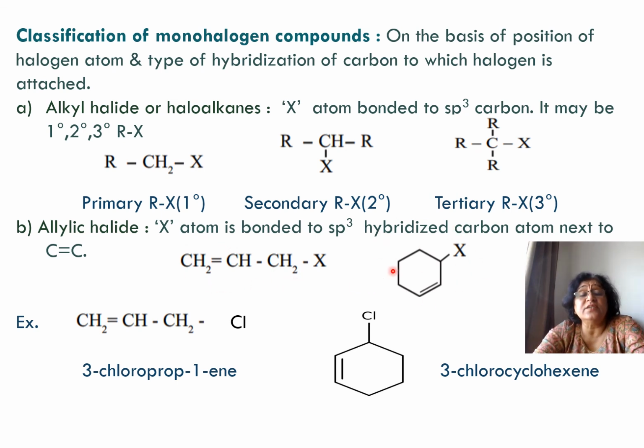So here you see examples in the aromatic type also, aromatic allylic halide and aliphatic allylic halide. So this is 3-chloropropene, and this is 3-chlorocycloalkene. Right? So these are allylic halides.